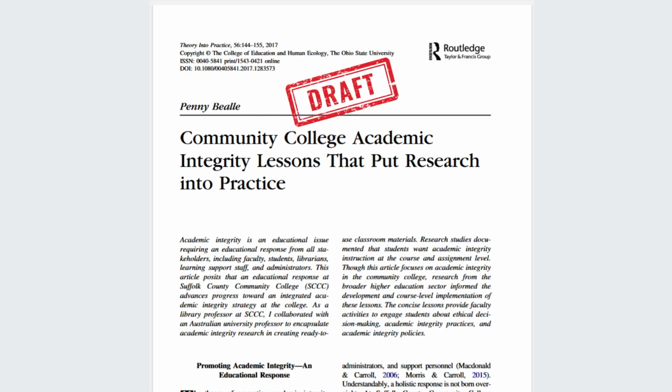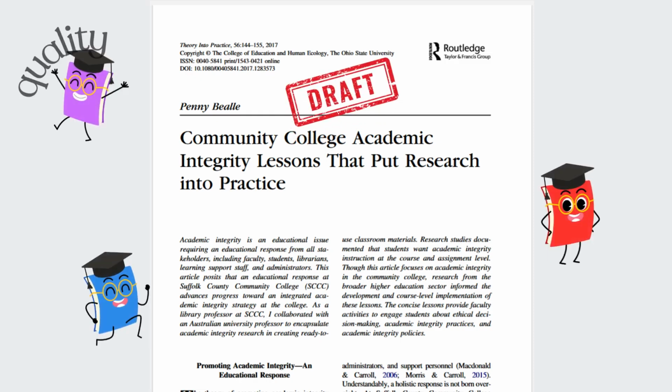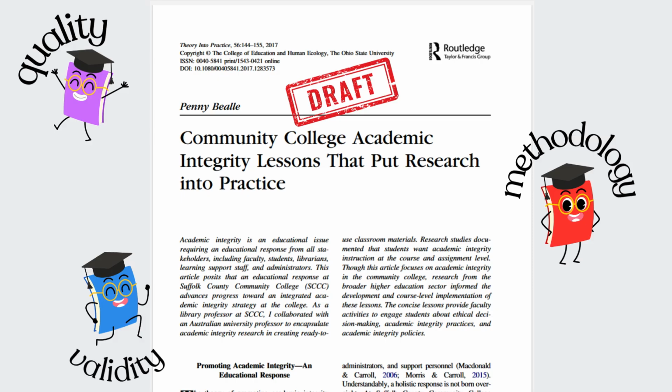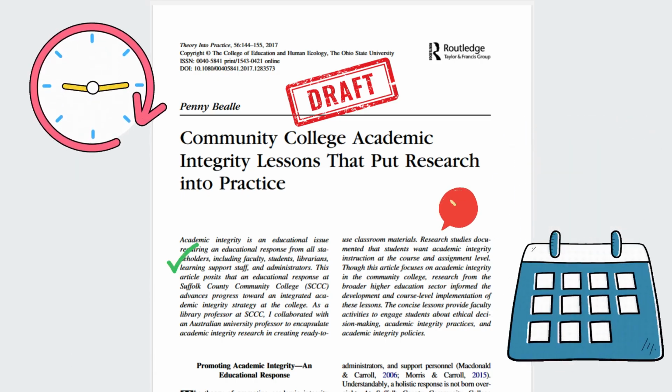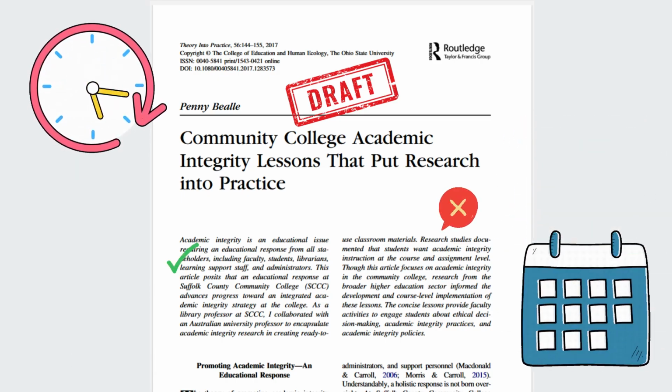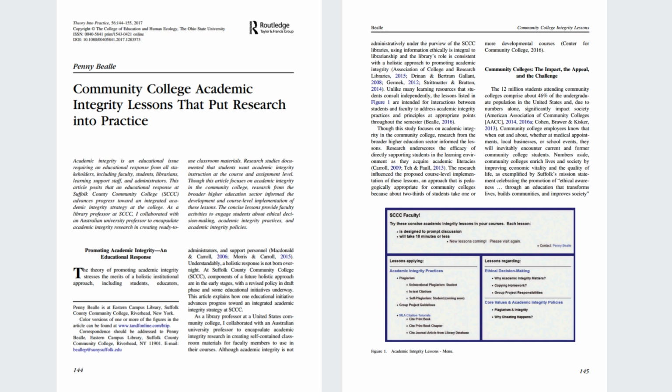Peer-reviewed articles are evaluated by 3 to 5 experts for quality, methodology, and validity. This rigorous editorial process can take anywhere between 6 months to a year. Structurally, these articles feature common characteristics. First, an abstract. An abstract is a summary of what the article contains.